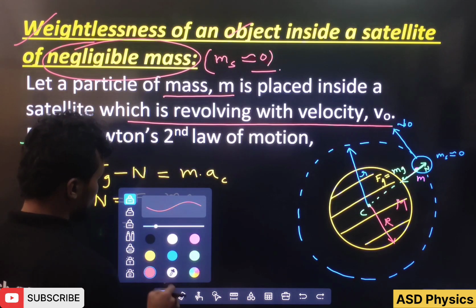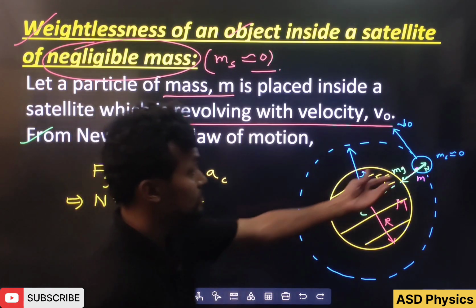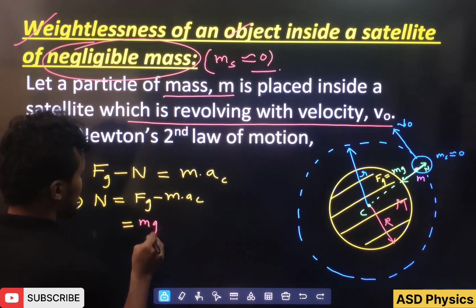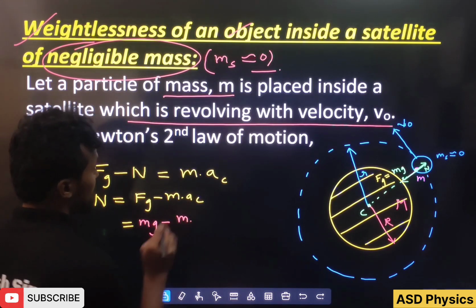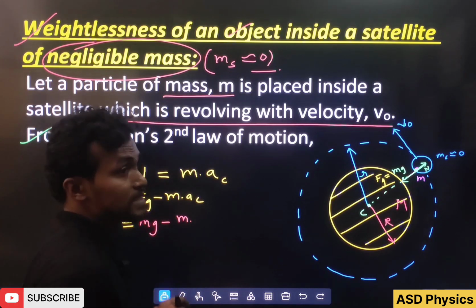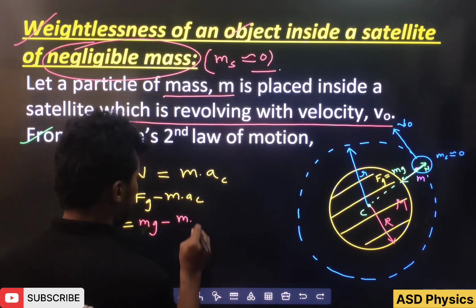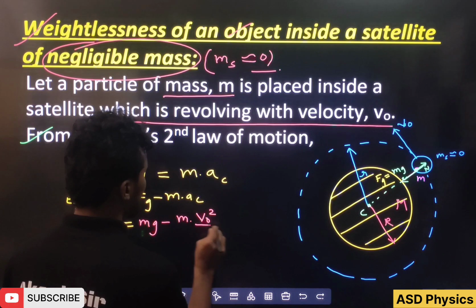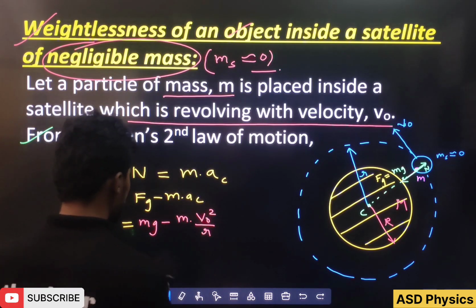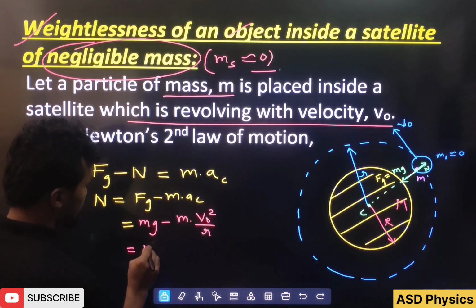Now after that, what is this Fg? This is mg minus m, and the centripetal acceleration is given by v square by r. So we can write here v naught square by r. Now students, let's move to the next one please. This is mg minus.